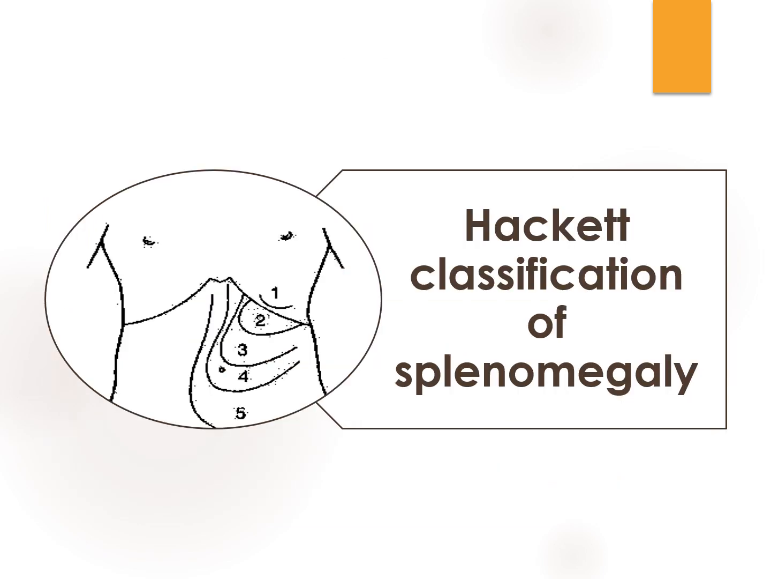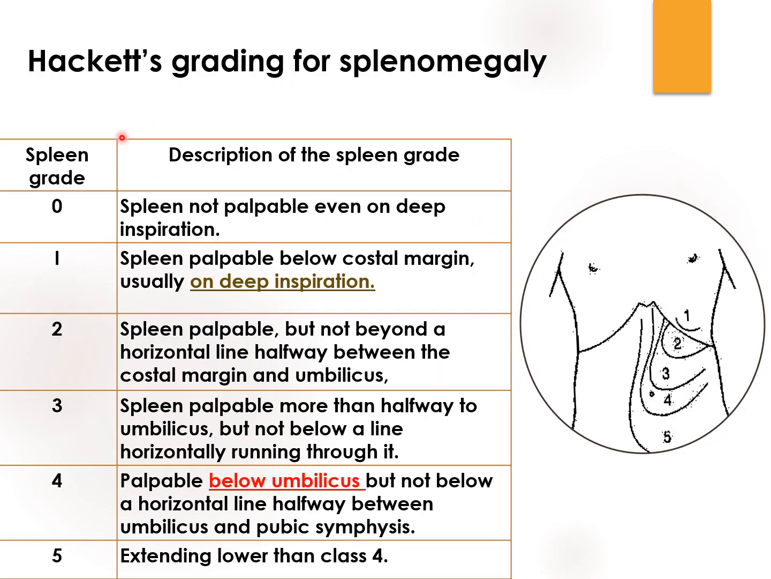Another is the Hackett classification for splenomegaly to grade the severity. There are grades from 0 to 5. When the spleen is not palpable even on deep inspiration, we label it as grade 0. Grade 1 means the spleen is palpable below the costal margin, usually on deep inspiration. So here in this image you can see it is grade 1 and palpable with deep inspiration.